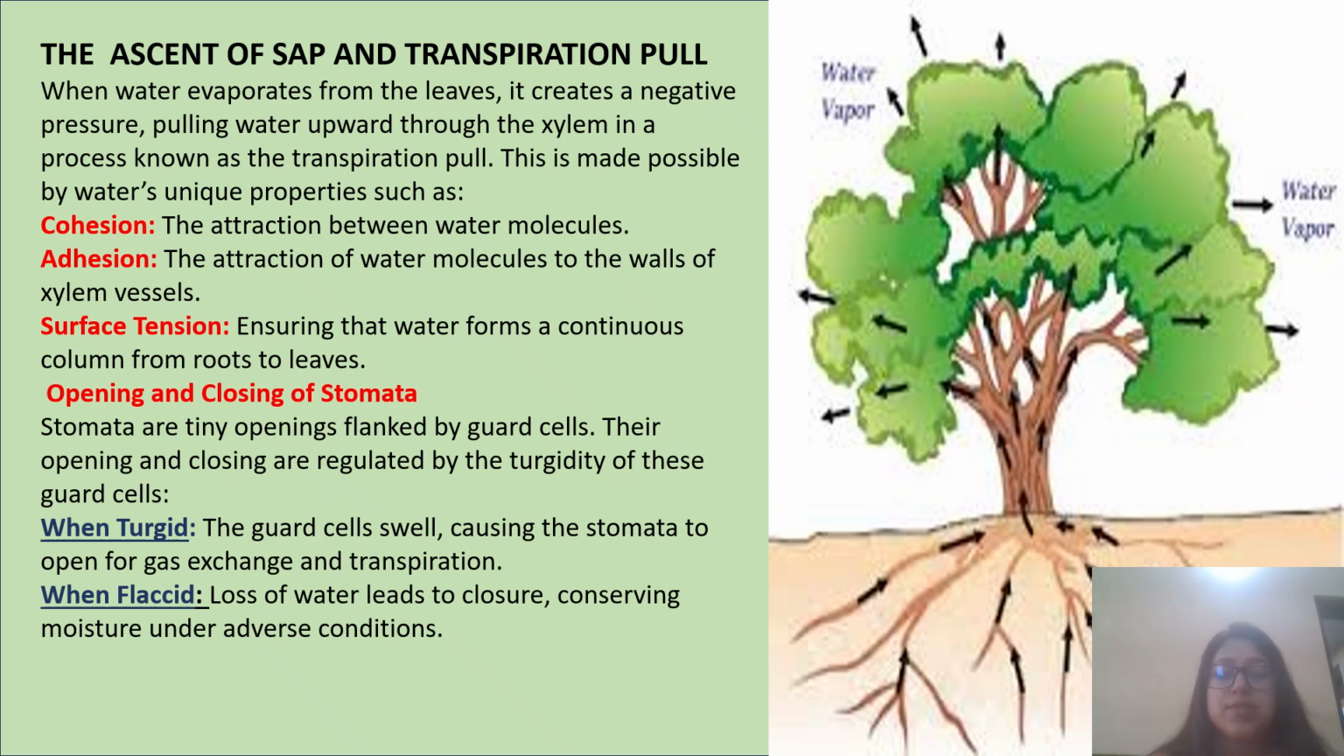Next, the ascent of sap and what is the transpiration pull? When water evaporates from the leaves, it creates a negative pressure, pulling water upward through the xylem in a process known as transpiration pull. This is made possible by water's unique properties, such as cohesion, adhesion, surface tension, and opening and closing of stomata. Cohesion, which is the attraction between the water molecules.